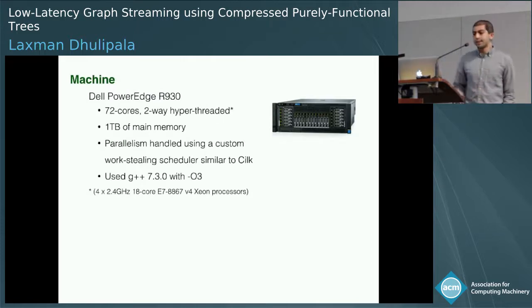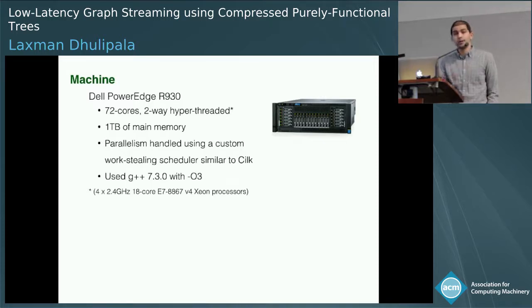I'm going to now switch gears and tell you about our experiments. We ran our experiments on a Dell PowerEdge R930 machine, which is a 72-core machine that's two-way hyper-threaded. It's equipped with a terabyte of main memory, and most of the cost of the machine actually goes into buying this memory. And we support parallelism by using a custom designed work stealing scheduler that's designed similarly to Cilk.